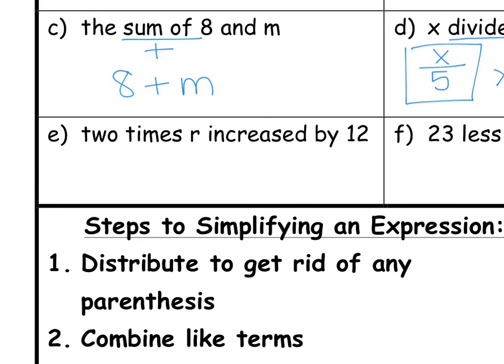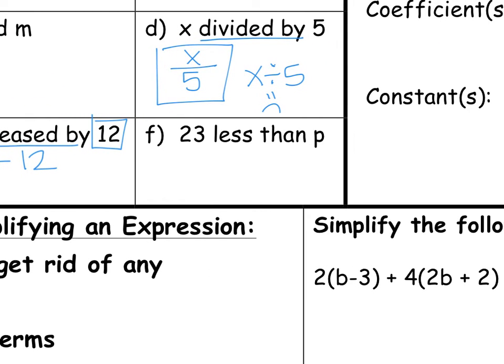Letter E, so this one has 2 parts. The first part is 2 times R, which is 2R, increased by, which is addition, and it's increased by 12. So 2R plus 12. And last but not least, 23 less than P. So that means whatever P is, it's 23 less than that. So if P was 50, it'd be 50 minus 23. Well, we don't know what P is, that's why it's a variable. Less than is subtraction, and it's 23 less than P.